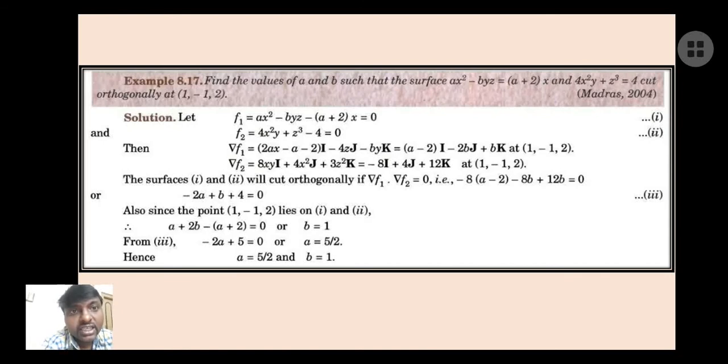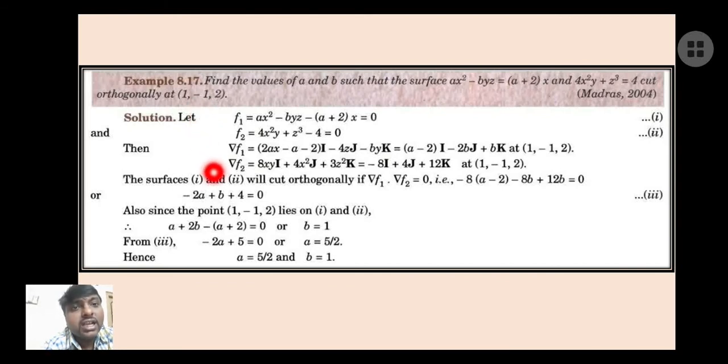From the definition of gradient, I can calculate del f1. Del f1 is by taking the partial derivatives of the f1. I simplify that one. Del f1 is equal to (2xa minus a minus 2) into i bar minus 4z into j bar minus by into k bar by calculating the partial derivatives of f1. And I am replacing the point (1, minus 1, 2) in the del f1. I am getting (a minus 2) into i plus 2b into j bar plus b into k bar. That is the normal vector of f1 at the point (1, minus 1, 2).